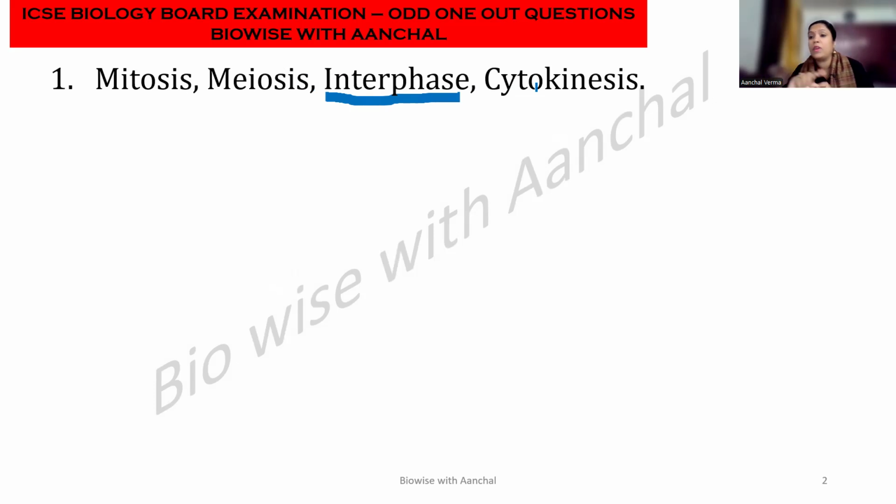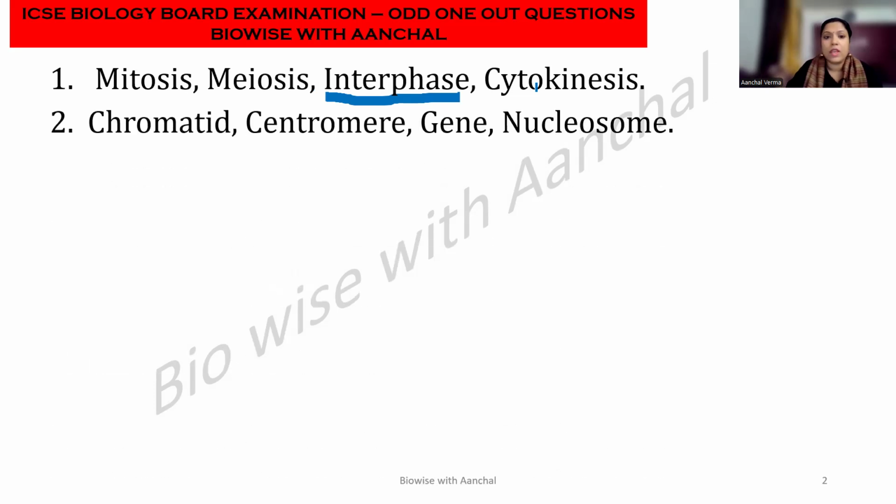It will be better if you can make a table in which in one column you write the odd term and in the second column you write the category the rest belong to. So writing is minimized and the mistakes can also be minimized. Here the odd term is interphase and the rest belong to the category of cellular division or you can say mitotic phase. But interphase is the resting phase.